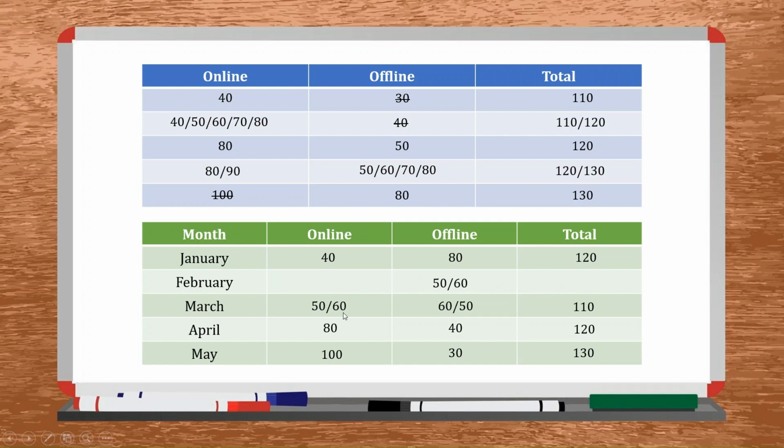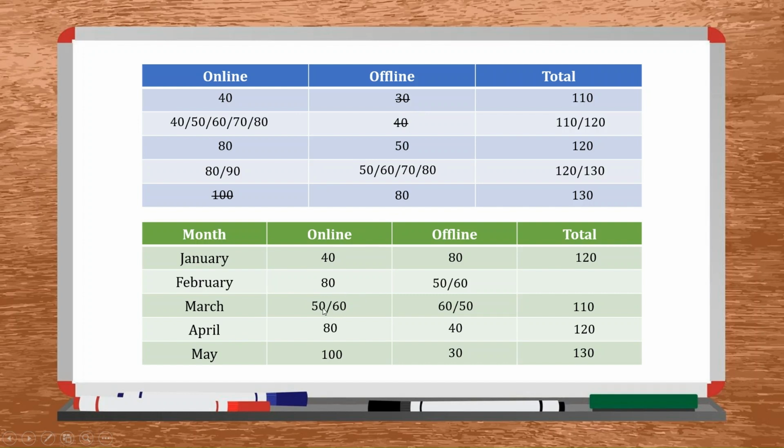Let's take 60 now. If I take 60, then again I have February values 80 or 90 only possible. But if I add 80 or 90 now to 60, it goes beyond 130. So the only possible value for March online is 50. If March online is 50, then the online February would be 80. That's the only possible value.